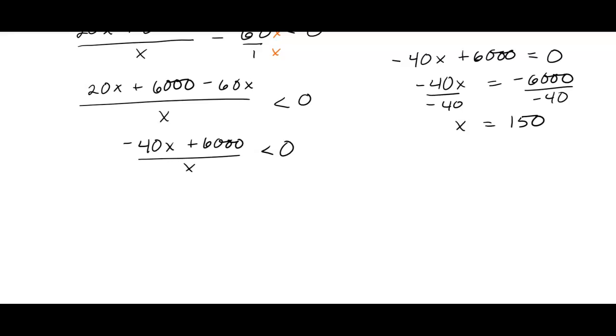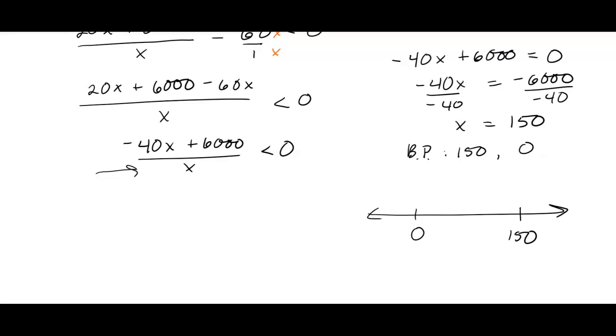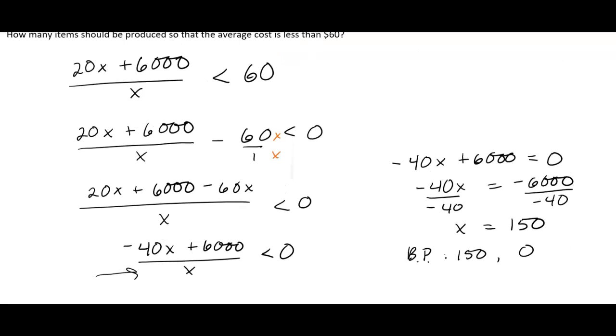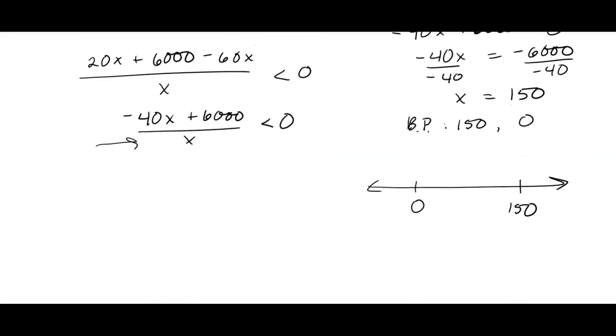And then the other boundary point is going to be when the denominator is 0. So we have boundary points, I'll just say BP: one at 150, and the other one's going to be at 0. Okay, so here comes our number line. Here's 0, here's 150. And I need it to be less than $60, not less than or equal to. Well, we're not going to make 0 bikes for one thing, and it's not going to be 150 either, because it's got to be less than 60.